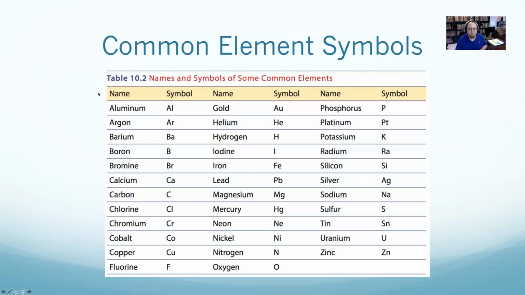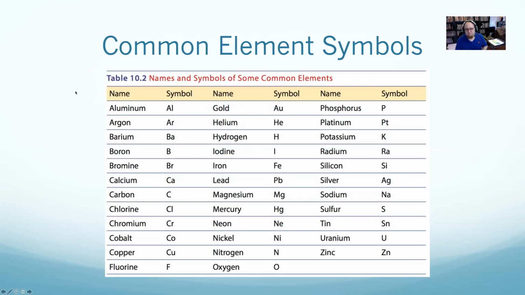So in general, here are some common elements and their symbols. I said a lot of them are obvious. Aluminum is Al, argon is Ar, barium is Ba, boron is B, bromine is Br. A lot of them try to be pretty obvious. Not all of them are. Silver is Ag, sodium is Na, tin is Sn. You don't necessarily have these memorized, but they'll come up a lot, so you might want to start recognizing them.